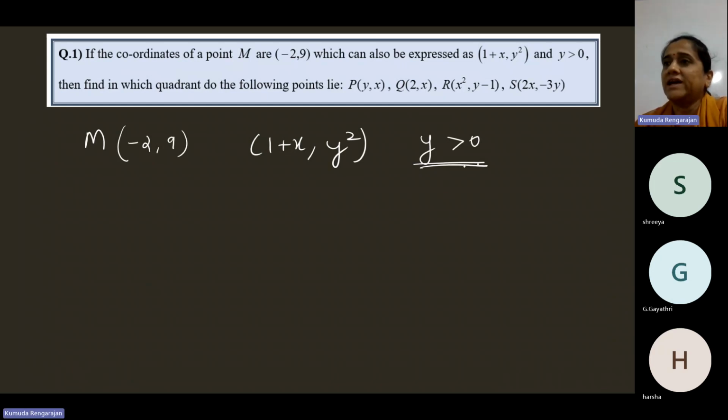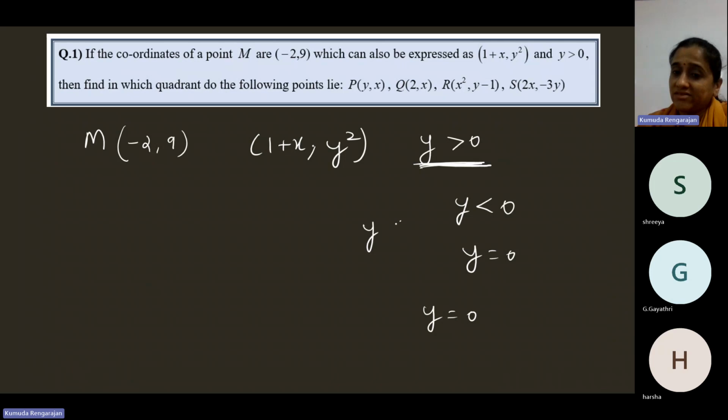All numbers more than 0 are positive. So when we say y greater than 0, we are talking about positive numbers only. So the value of y is positive, is what is mentioned here. Y less than 0 means the value of y is negative. Y equal to 0 means y is equal to 0. And y greater than 0 means the value of y is any positive number. Okay.